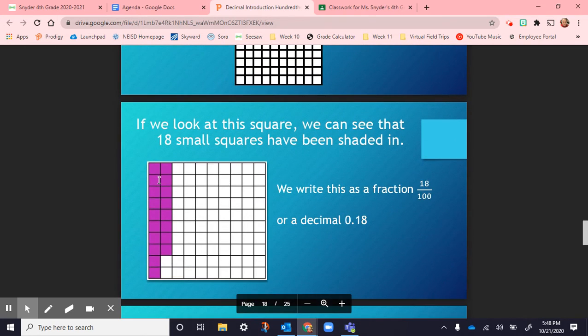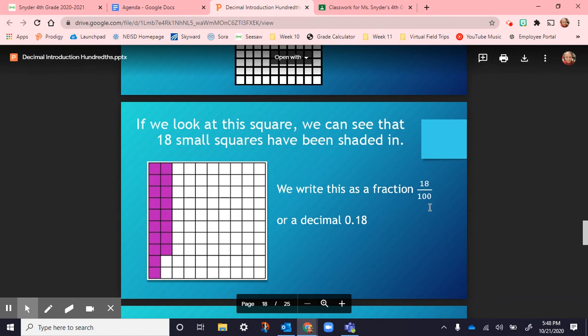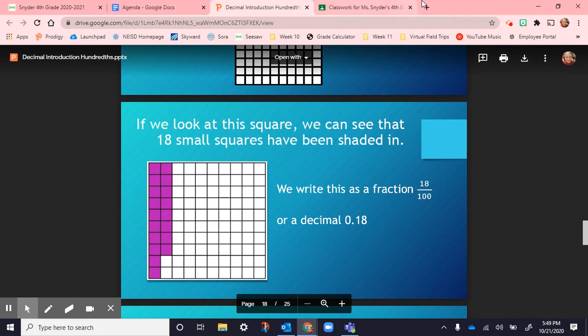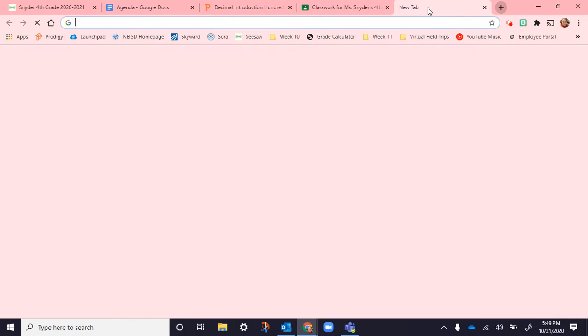If we look at this square, we see that some of them are shaded. There's 18 shaded. So the fraction would be 18/100ths, or the decimal would be 0.18. And the way that we read that is 18 hundredths.